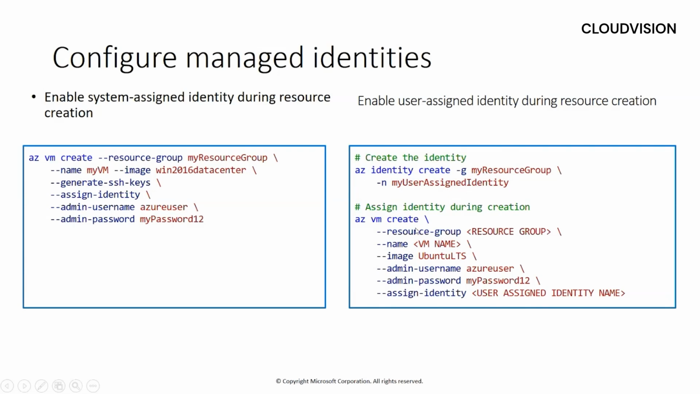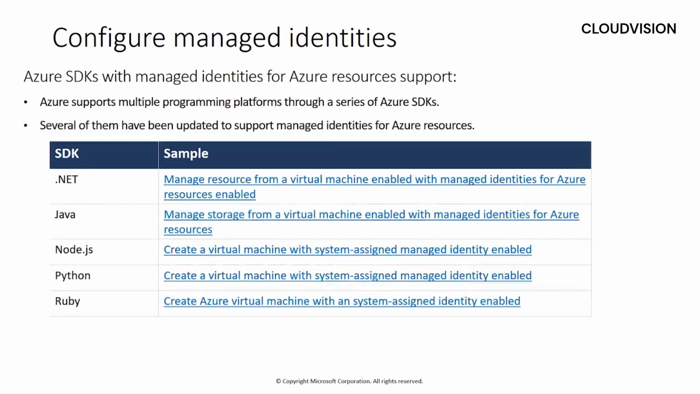Then whenever you are creating your resource like a virtual machine, if you want to attach this user assigned identity, you have to add a parameter called --assign-identity, but with the name of the user assigned identity. In this case, you are attaching your user assigned identity to your resource. So that is the way it works. And as I discussed with you, you can communicate with your key vault with SDKs, which are available in different programming languages. I've shown you an example in .NET.